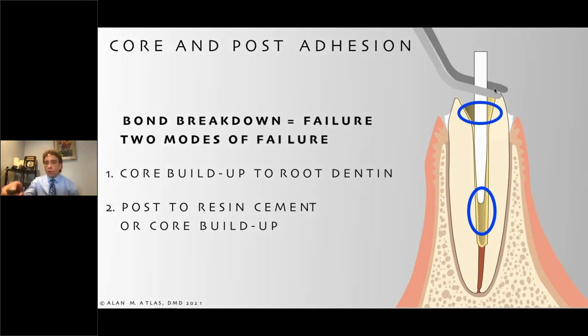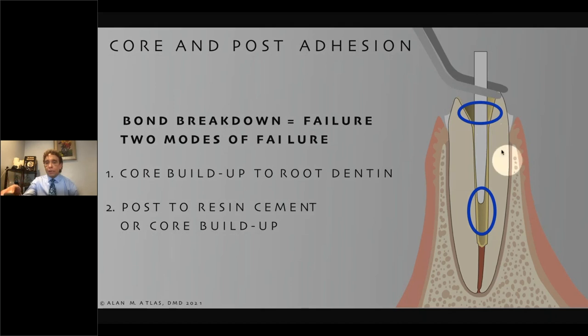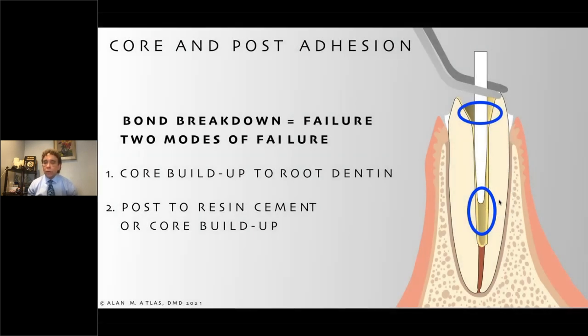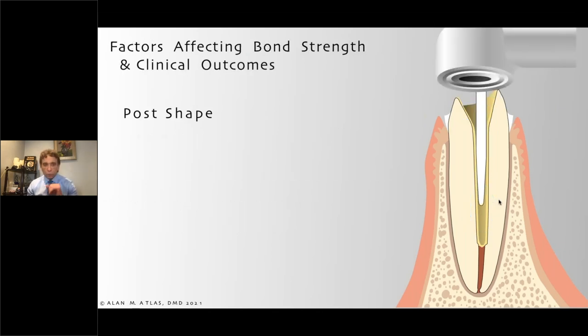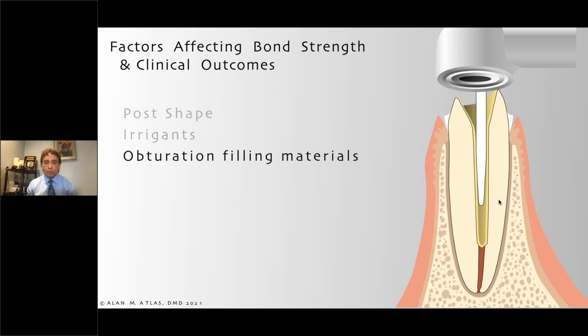And if I have this post sticking up here after I cemented and I cut the post after it's cemented, more weakening of both bonds. Absolutely. So I want to be careful how I do that. So when we look at the clinical factors affecting bond strengths, we told you about the shape. What about irrigants? Are irrigants, sodium hypochlorite, EDTA, affecting the bond strengths? We're going to look at that closer.